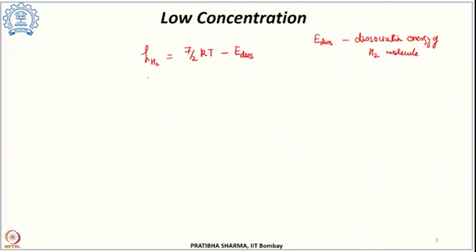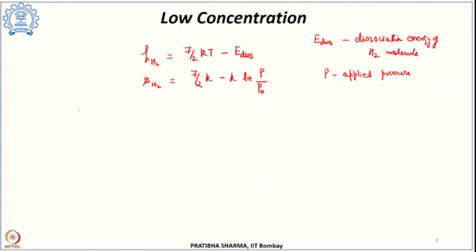Similarly, we can write the entropy for hydrogen gas, and that can be written as 7/2 k minus k times ln of P upon P naught, where P is the applied pressure.